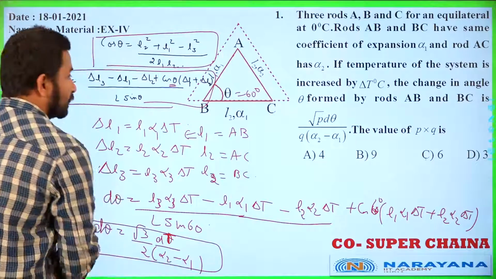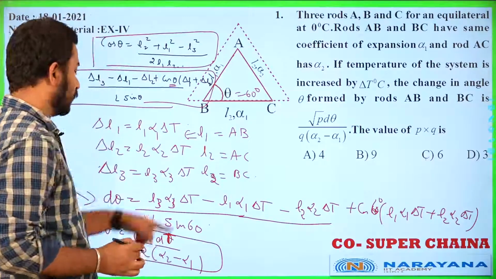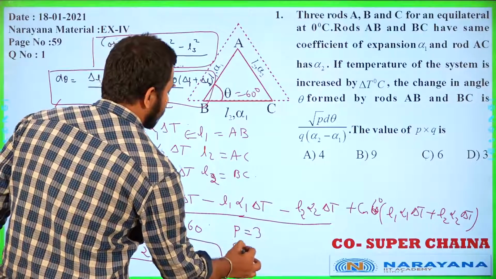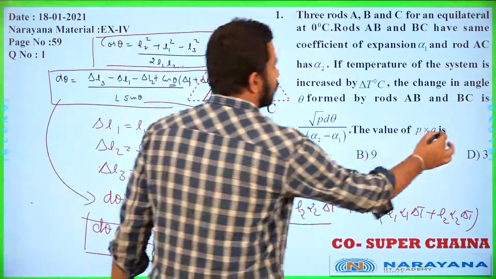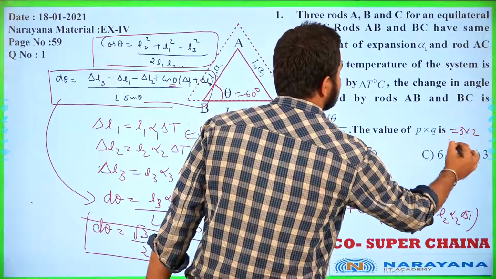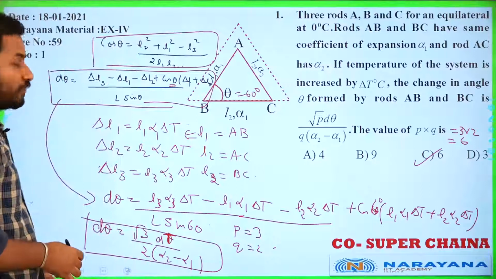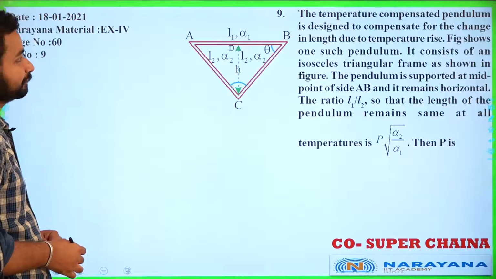If you substitute all these values, here they are asking you the value of P and Q. So, P is coming as 3 and Q is coming as 2. So, P into Q will be nothing but 3 into 2, that will be 6, and that will be the answer of this question here, student. So, this is how you have to proceed on this part.